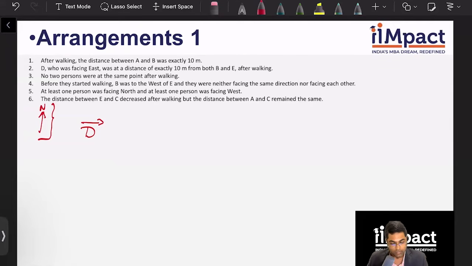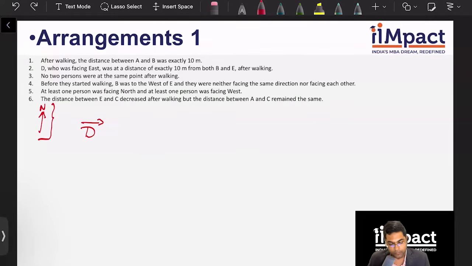Okay, let's go through the other ones as well. No two persons were at the same point after walking. That only means that, if there's D, somebody is here and somebody is, let's say, over here. So this person does not walk one space and this person does not walk one space in order to have two people in one place. That's the whole idea behind this point number 3.